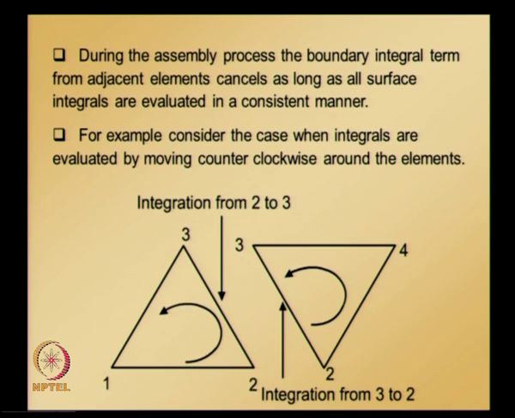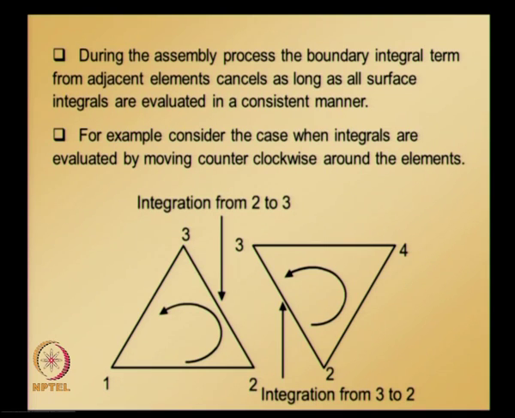So, what the statement says is, during the assembly process, boundary integral terms from adjacent elements cancel as long as all surface integrals are evaluated in a consistent manner. That is, for all elements, boundary integrals are evaluated either by moving in the counterclockwise direction or the clockwise direction. In the figure for demonstration, the integrals are evaluated by moving in the counterclockwise direction.